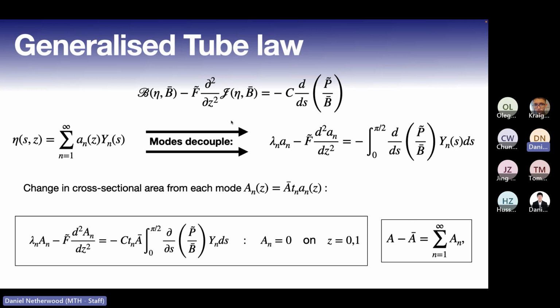We can look at the right-hand side first. A minus A bar here is the change in area, and A bar is the initial cross-sectional area. The change in area is given by a sum of these terms, A1, A2, A3, all added together, etc. Importantly, each of these A's can be calculated as the solution of a simple second-order ordinary differential equation. So if you need 8 or 9 terms, then you solve this problem 8 or 9 times. Then you add your solutions up until you get the accuracy that you'd like.